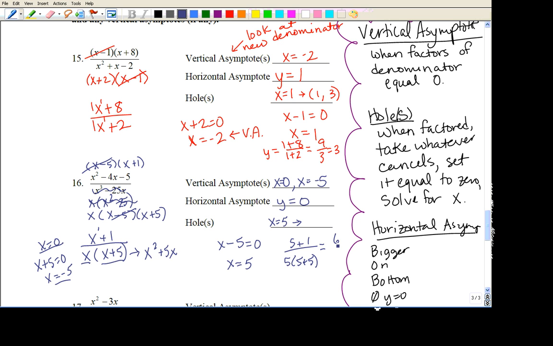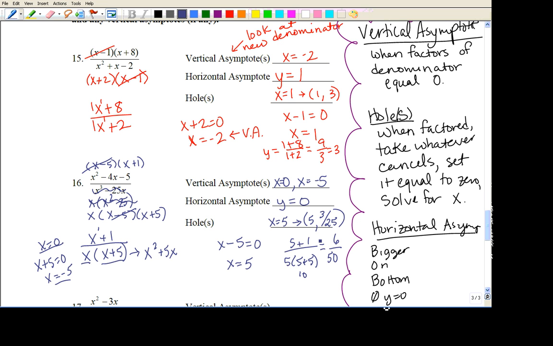5 plus 1 is 6. This 5 plus 5 is 10. So 5 times 10 is 50. And then if I want to reduce this, if I divide both sides by 2, I'll end up with 5, and then 6 divided by 2 is 3, and 50 divided by 2 is 25.